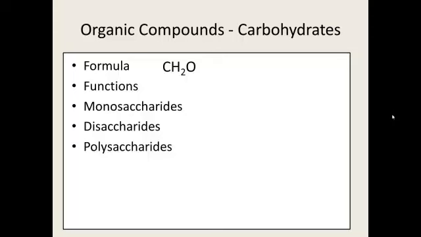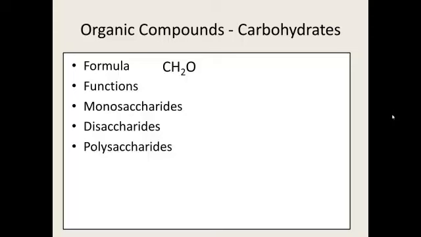So if you look at a formula for a carbohydrate and count them up, you should be able to see CH2O. For example, if I see a molecule that has a formula of C6H12O6, that reduces down to CH2O. Now the functions of carbohydrates are to store energy and for structure. They also communicate, but we're not going to worry about that function in this class.